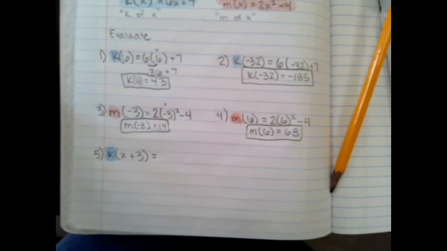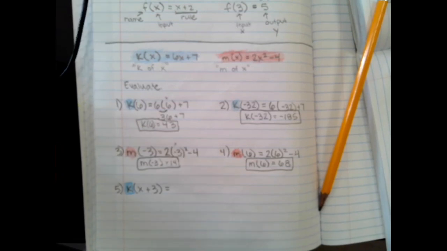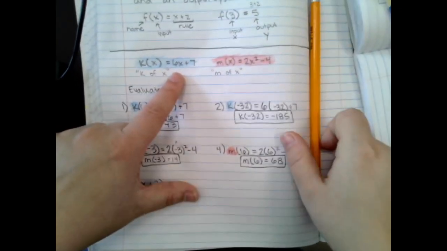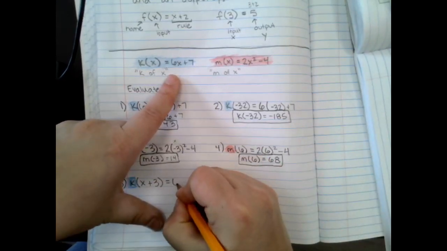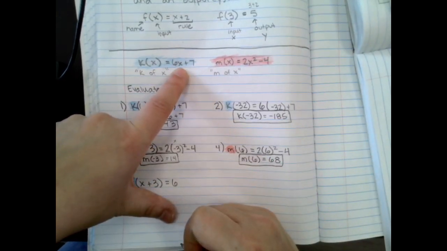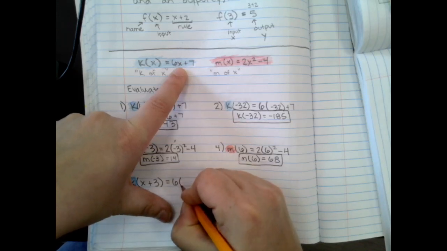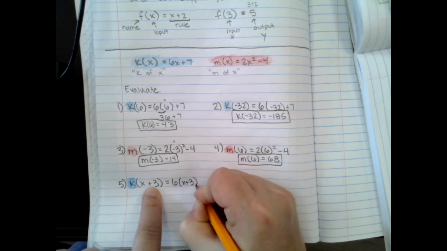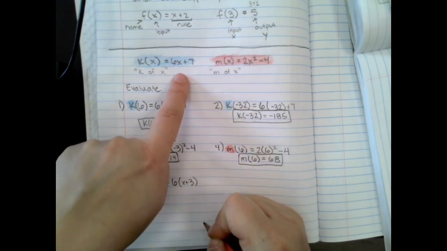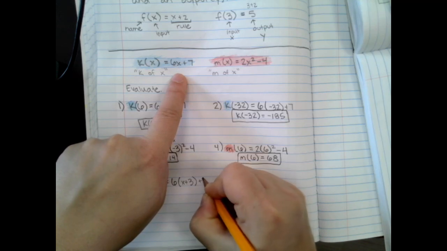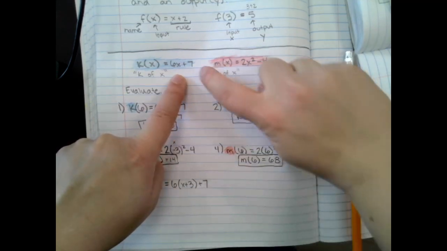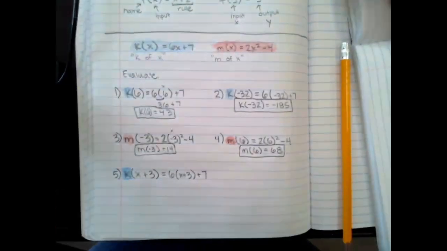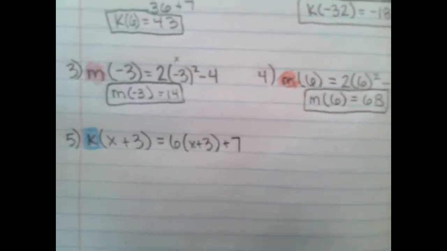So I'm going to go back to K, way up here at the top. I have 6x plus 7. So I'm going to write 6. And then instead of x, we're going to put in the parentheses our input, which is x plus 3. And then we still have a plus 7, because that's at the end. So all we did is instead of x this time, we have x plus 3. And we need to simplify this as much as possible.